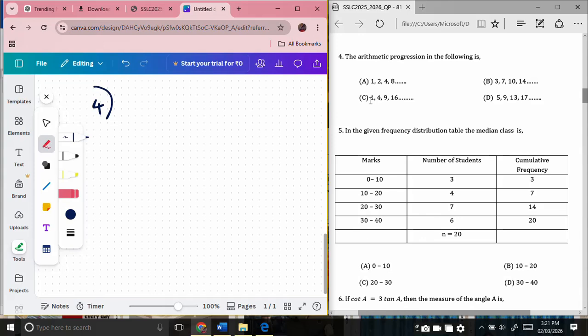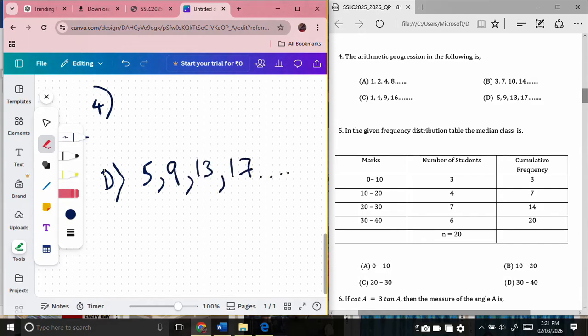Next is C. Check it. 1 plus 3 is 4, 4 plus 5 is 9. Even this is not the correct option. See, 1 plus 3 is 4, but here 4 plus 5 is 9, and then 16. No, this cannot be an arithmetic progression. But here, if I see the D option, how can we find out? See, 5, 9, 13, 17.